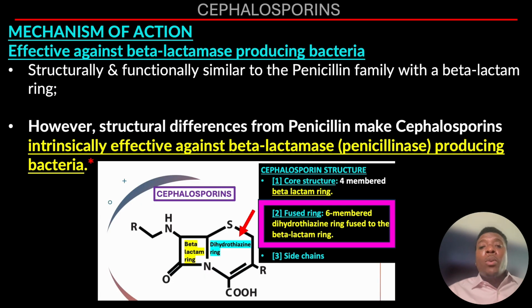A very interesting component of cephalosporins is that they are naturally intrinsically active against beta-lactamase producing bacteria. Some bacteria got smart and said, okay, you have this beta-lactam ring. They made an enzyme that breaks down the ring to make pretty much these antibiotics ineffective. But because of that fused ring, the dihydrothiouracil ring in cephalosporins, they are intrinsically resistant to breakdown by these beta-lactamase bacteria.